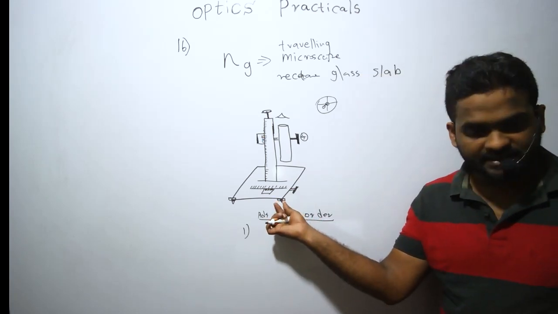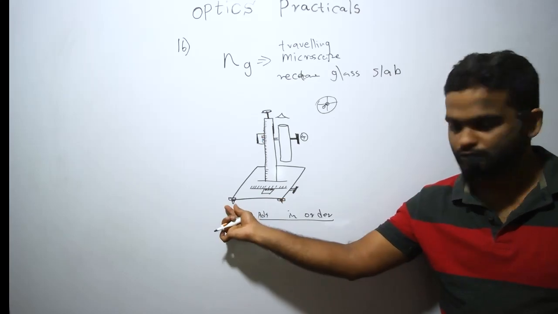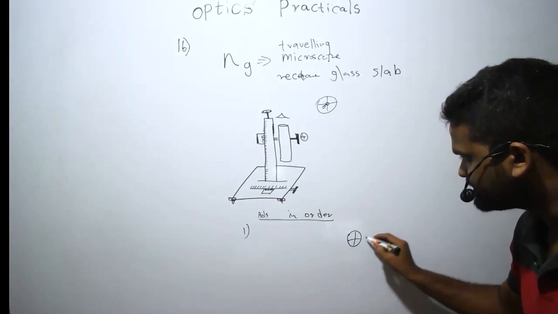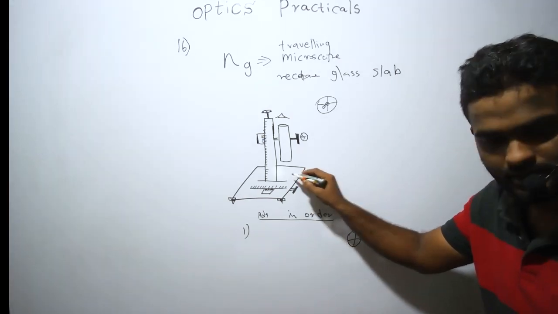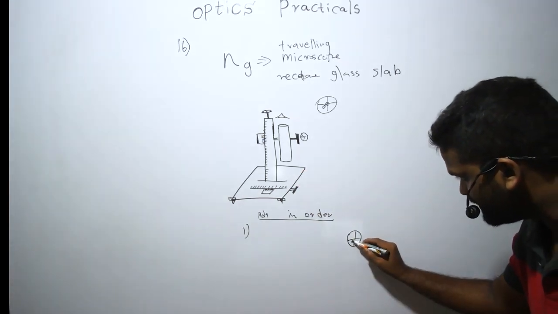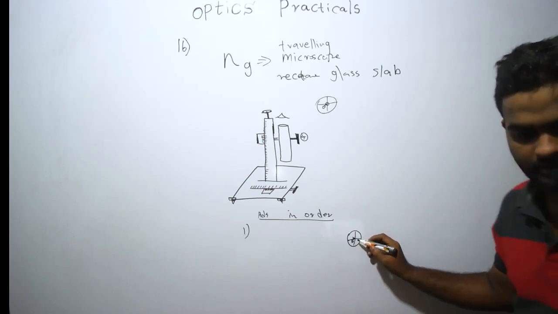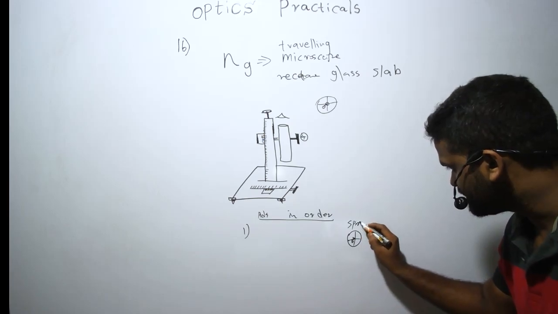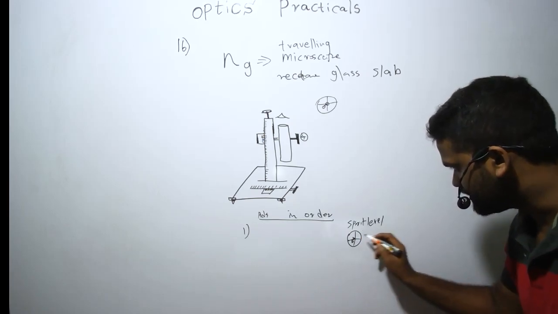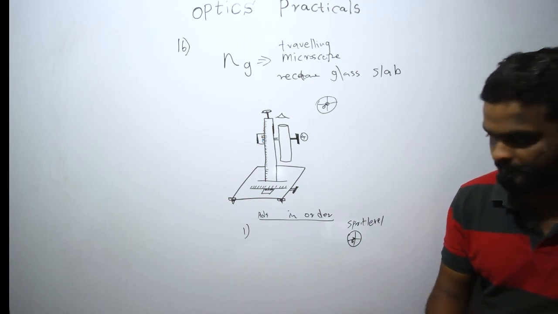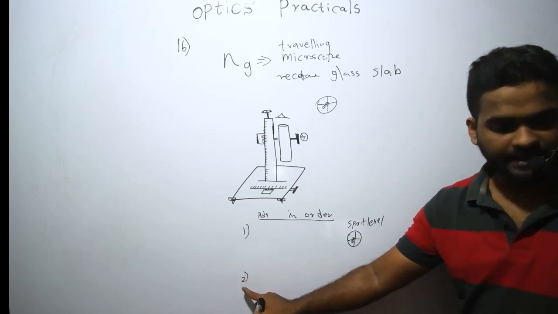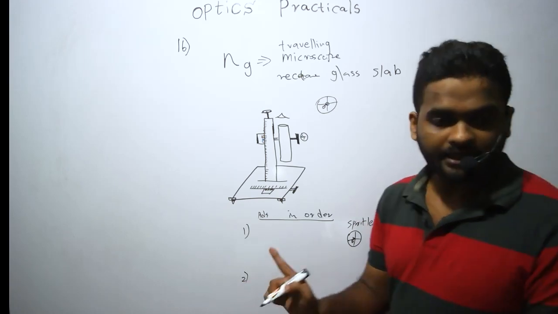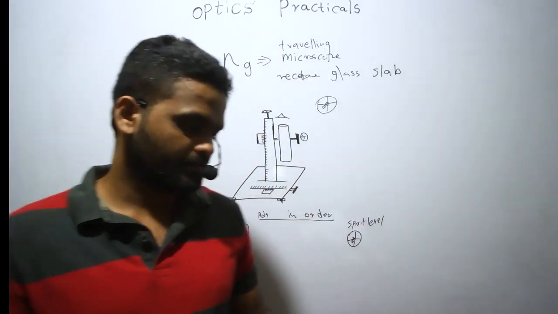You can use these screws to do that adjustment. There is a spirit level on this base. Here it is not mentioned. You have to bring the air bubble to the center when you adjust that. You can draw that from the side. This is called a spirit level. Then the second adjustment: adjusting the eyepiece.